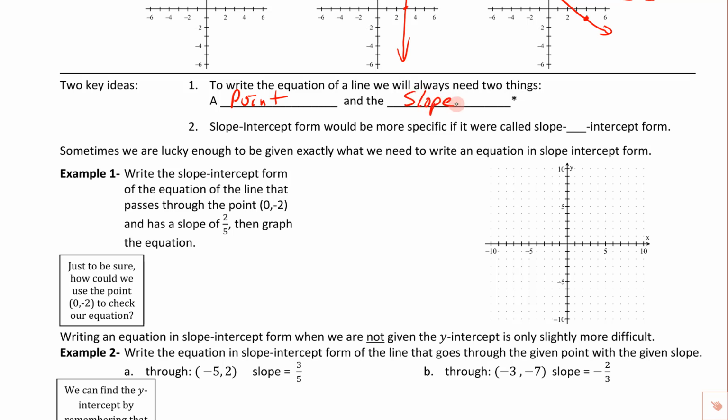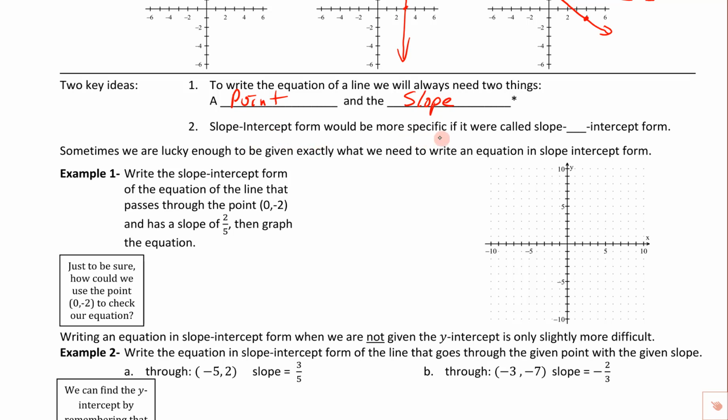If you're going to write an equation of a line, you have to have kind of an anchoring point. You've got to know what point it goes through, and then you've also got to have a slope. You've got to have a way that it's tilted up or down, or really steep or really shallow or something like that. And the other thing, because we talk a lot about slope-intercept form, would be this.